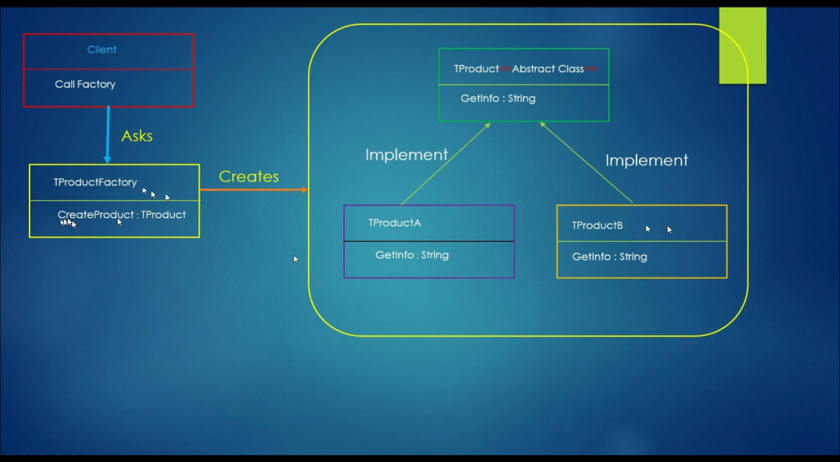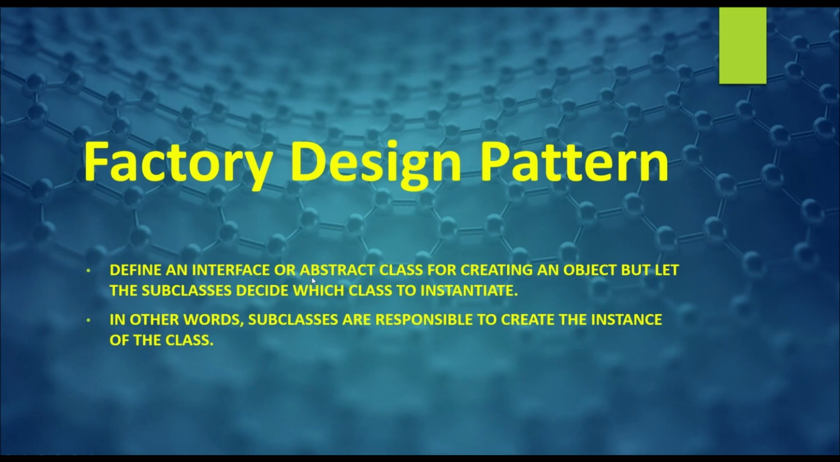In CreateProduct, we will pass the parameter, and it will decide which class to instantiate, either ProductA or ProductB, right? It will return the object of ProductA or ProductB, and that will be assigned to the TProduct object type variable. And here the client will just ask to create the object, then the factory will start working on this. We will see that in the code.